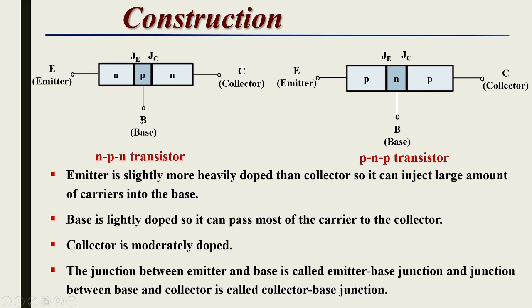If you notice, the emitter is heavily doped, while the collector is moderately doped, but the area of the collector is slightly larger than the emitter, because it is used to collect the electrons in NPN, and the collector region in PNP is used to collect holes from the base.